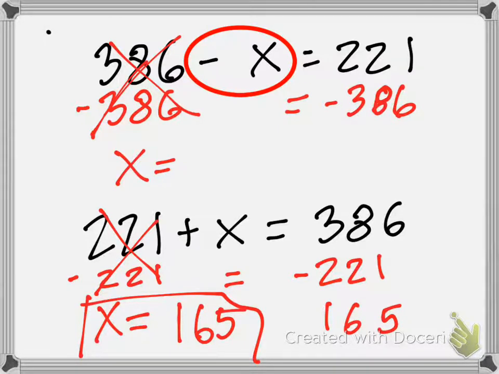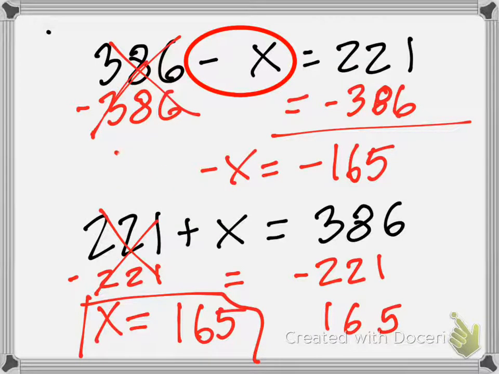221 minus 386. We are going to get negative 165 as our answer. But we have a negative x. Do you see how we have that negative x because you include that operation? We want to get rid of the negatives for both. What happens if I multiplied negative x by negative 1? What's a negative times a negative?